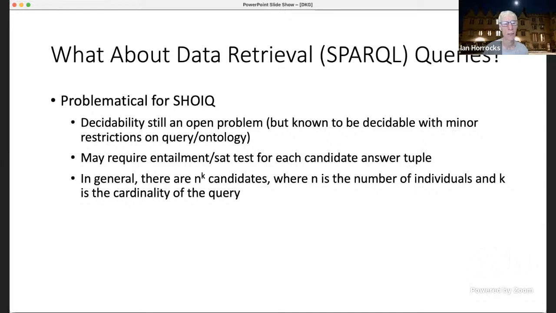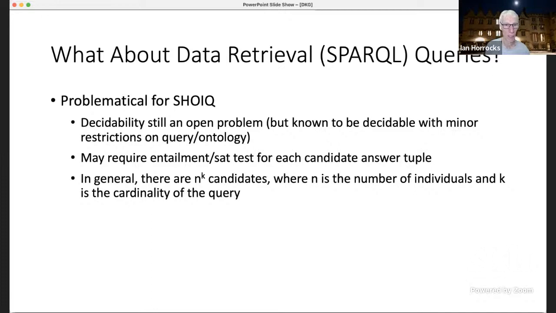And actually, this is quite problematical for the full OWL language based on this Schema description logic. In fact, the decidability of conjunctive query answering for that language is still an open problem. So if any of you out there are more theoretically inclined and interested in working on that, it's still to be shown one way or the other. But it only takes a very minor tweak, a very minor restriction on the form of the query or the ontology, before we know it is decidable.